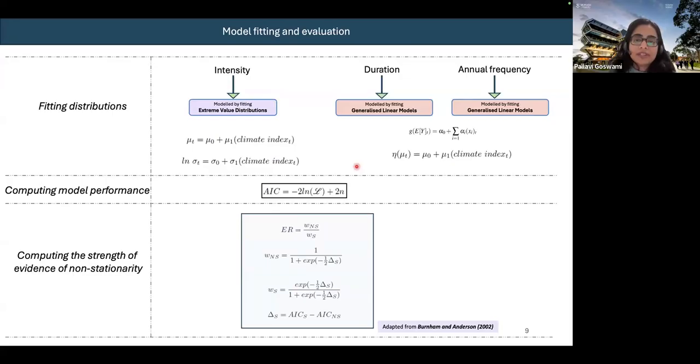We then use a criterion, the Akaike information criterion, to understand the model's performance. We've got heaps of models, which I'm going to show in the next slide, and the AIC helps me select the best model.